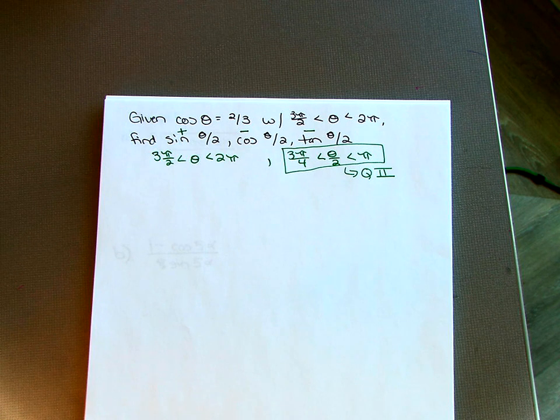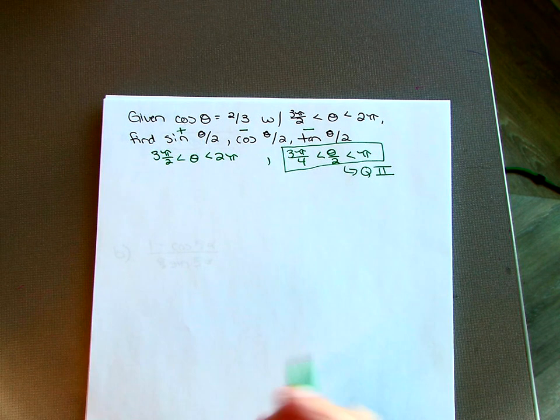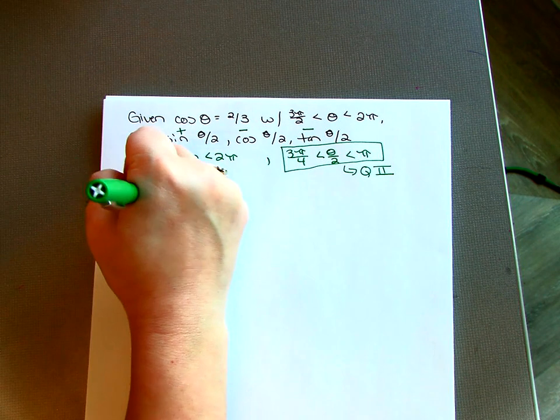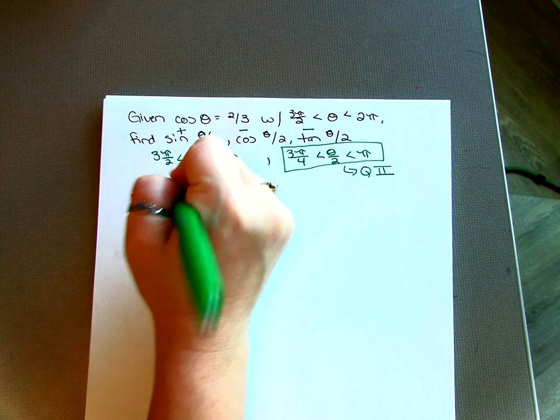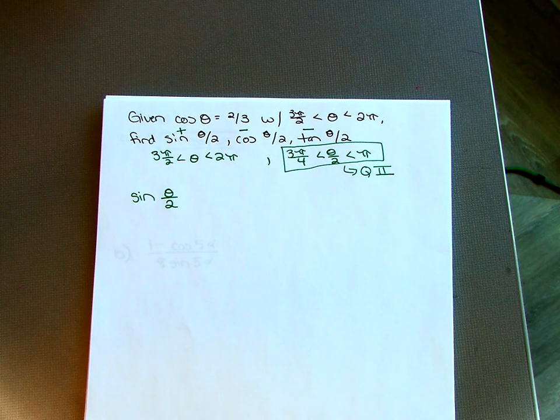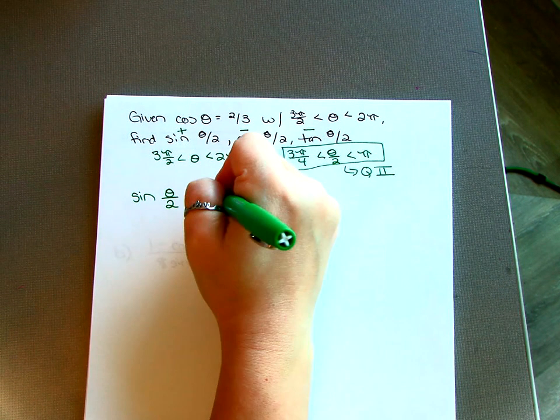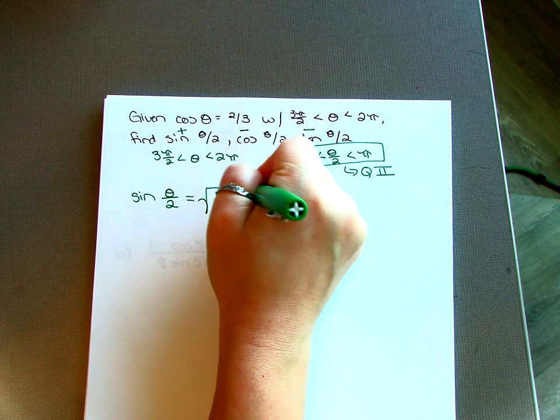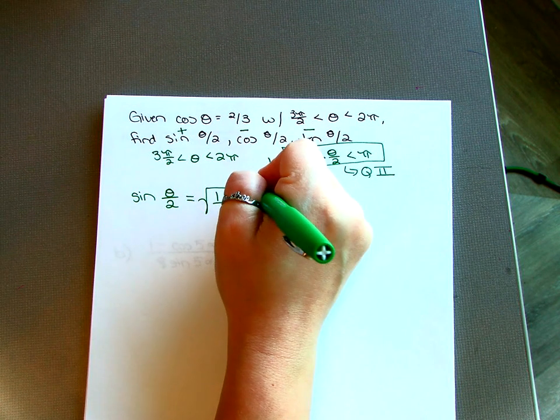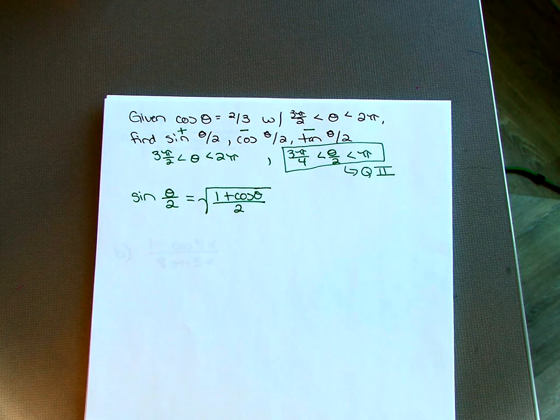Okay, let's get started with the first one. Let's look at sine of theta over 2. Now, the original identity gives us a plus or minus, but we don't have to consider that because we know that we're going to get a positive out since we are in quadrant 2. So we can forget about the plus or minus and just look at the radical of 1 plus cosine theta over 2. This is the identity for our half angle. I didn't do anything; I just changed it from A to theta. That's all.